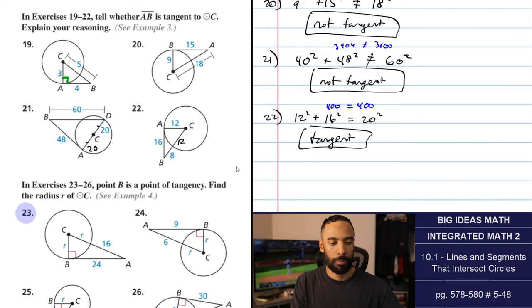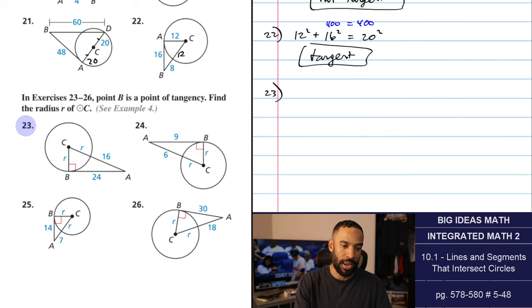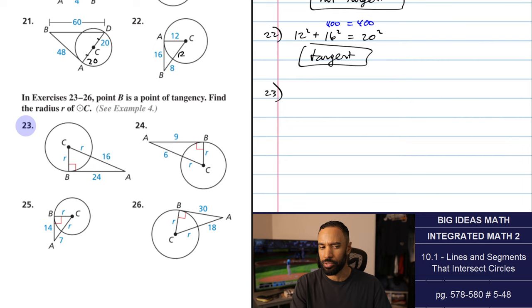Okay, number 23 to 26, point B is a point of tangency of circle C. Find the radius R of circle C. So this time they're telling you it's a tangent. That will let you know about the right angle thing. However, they drew the right angle for you. How nice. They're saying find the radius. I think there was a lecture question like this. Yeah, there's a lecture question like this.